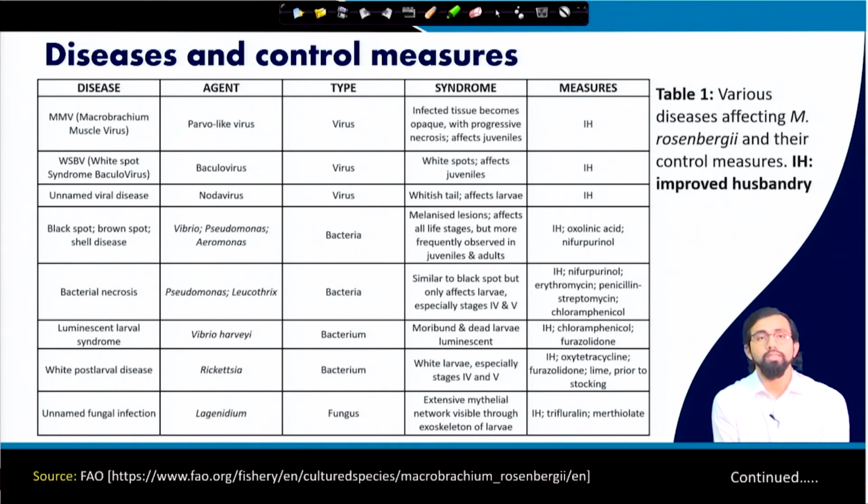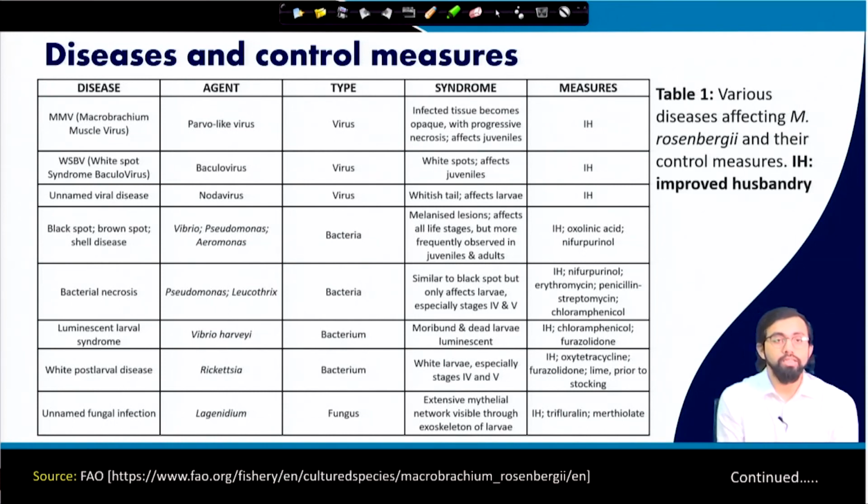I'm giving you one example, the MMV, Macrobrachium muscle virus. The agent is a parvo-like virus, the type of living organism is virus, and the syndrome is that infected tissue becomes opaque with progressive necrosis, and it affects the juveniles as well. The protective measure is improved husbandry. Improved husbandry means trying to improve the farming practices, separating them in a quarantine pond, and improving the quality of the husbandry. That's the basic thing that you can do.